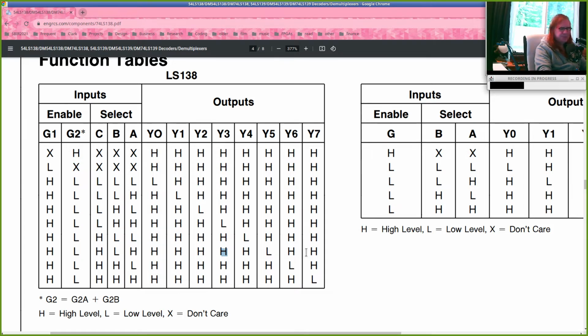But sometimes these truth tables are more complex. For example, the fact that they list G2 star as an input, and there is no input called G2 star. There's just a G2A and a G2B, so you have to do this operation in your head to know what G2 star is going to be.